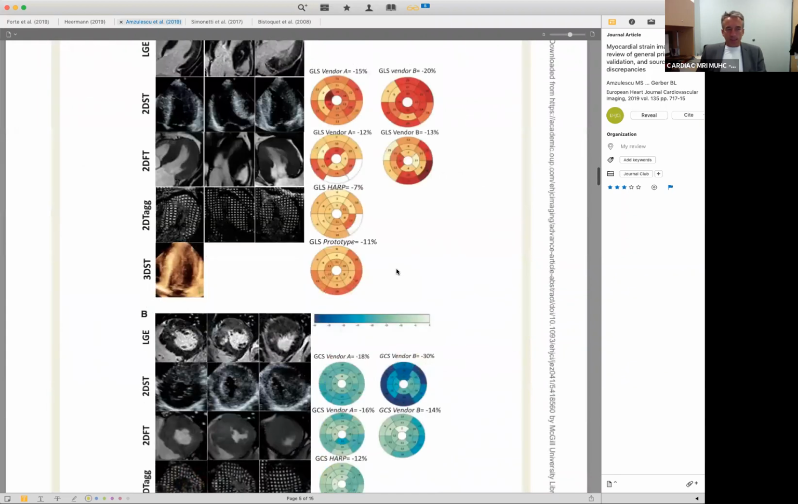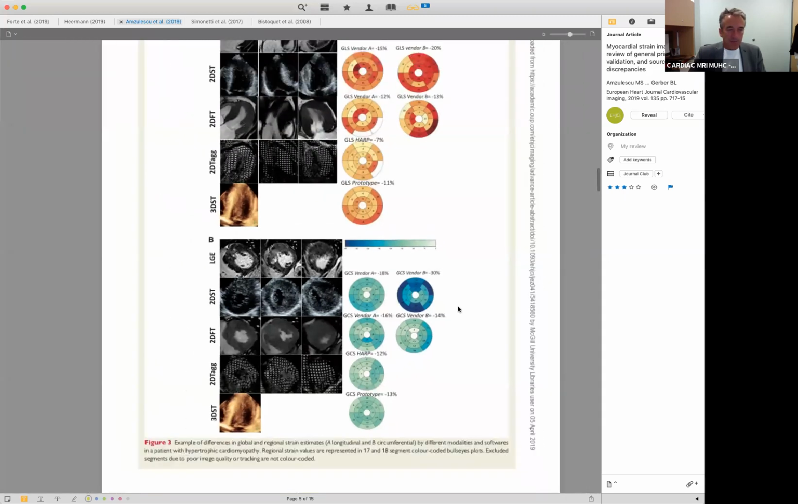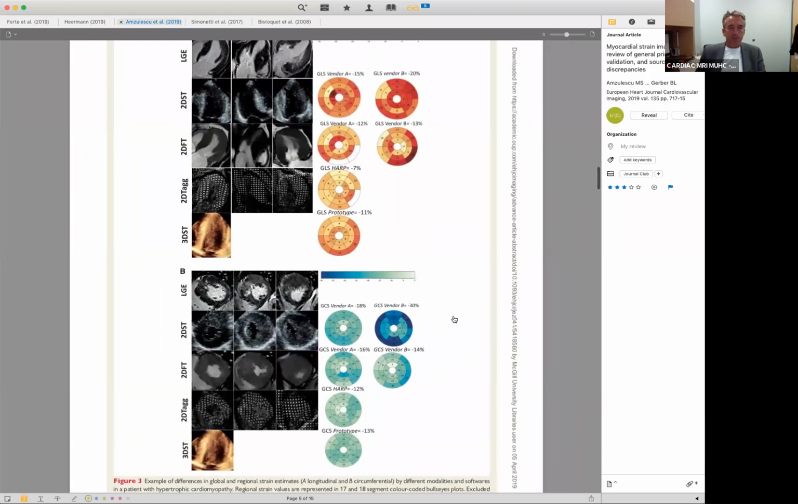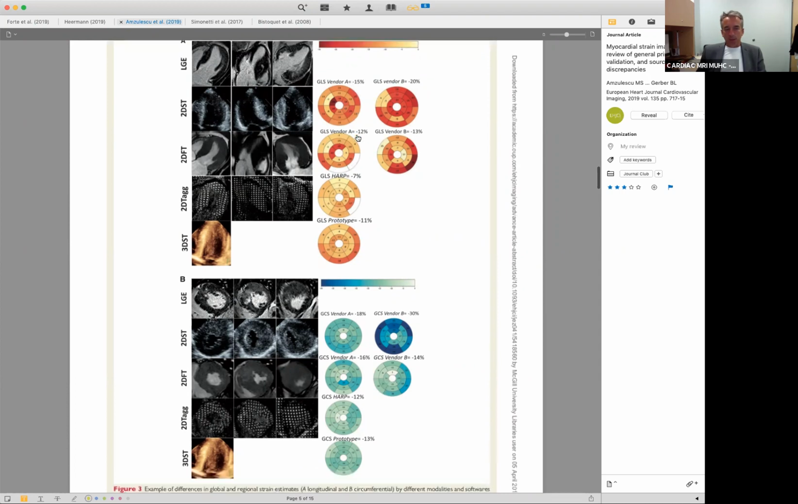So this figure here, figure 3, gives examples for differences between different vendors. So here's the late gadolinium enhancement, 2D speckle tracking, then feature tracking, tagging, and 3D speckle tracking. And you see, if you compare it, they come to really quite different results, both in terms of the regional distribution, but also in terms of the quantification.